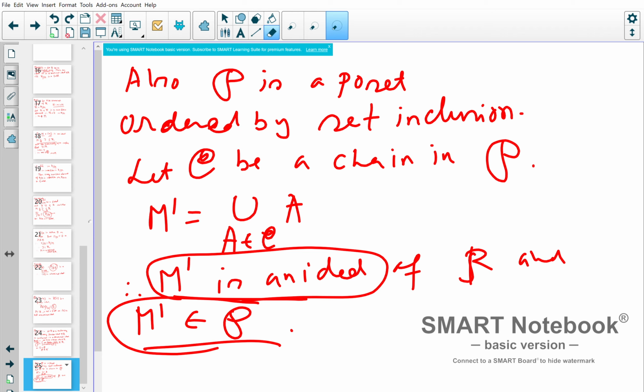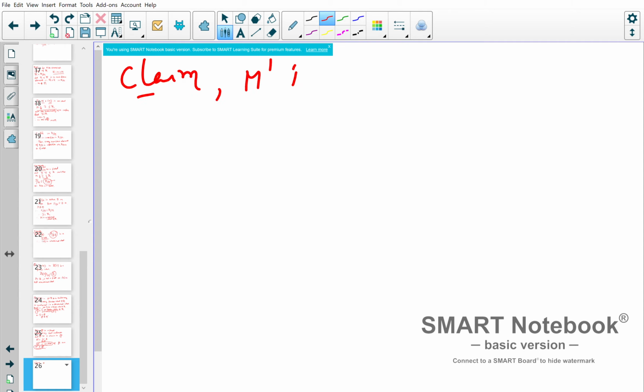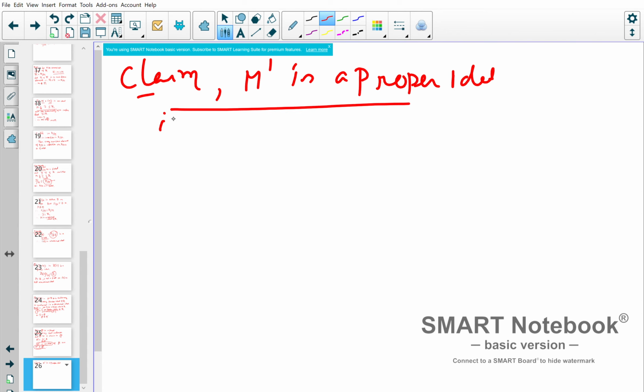Okay. So now Zorn's lemma. I need to find out using Zorn's lemma. So I need to check that this is an element of P. Now, how do you check that this is not a proper ideal? So claim. What is my claim? My claim is that m dash is a proper ideal, right? That is, m dash is not equal to R. This is my claim. So I will prove it by contradiction.